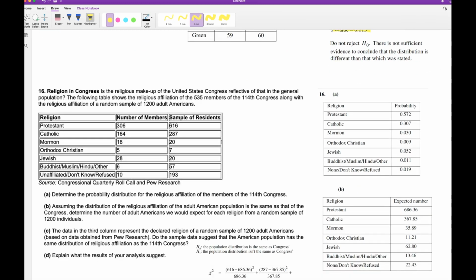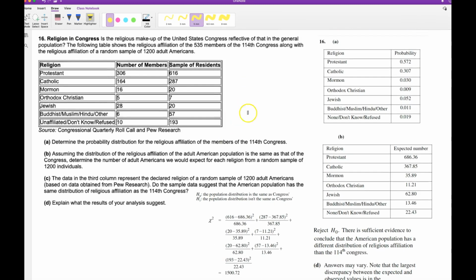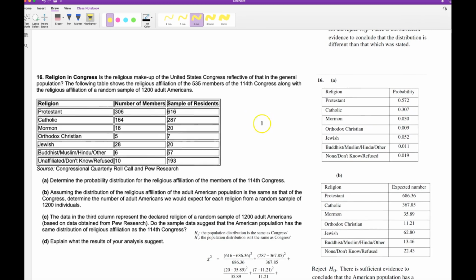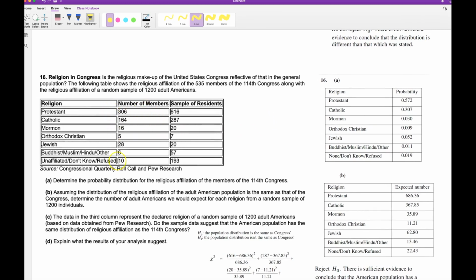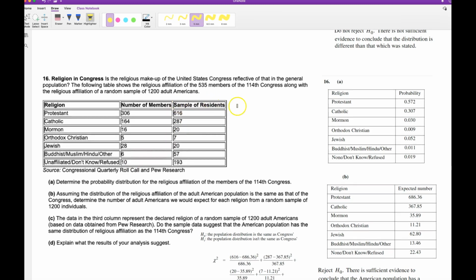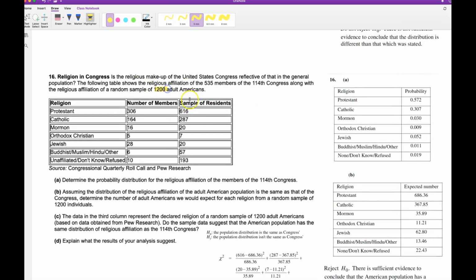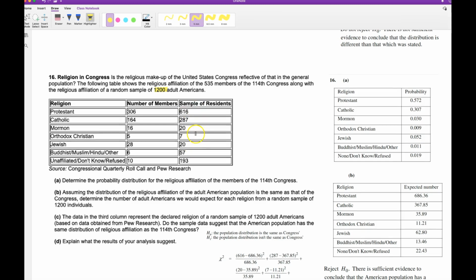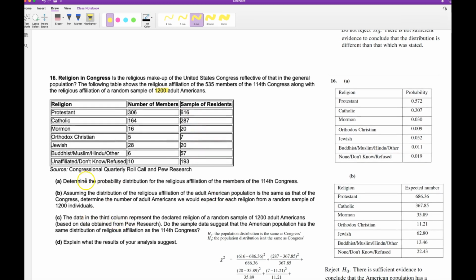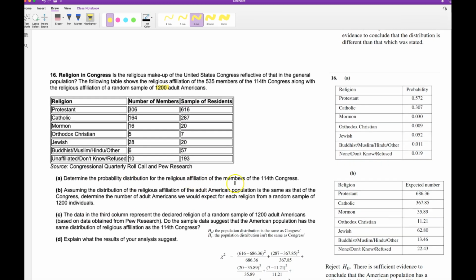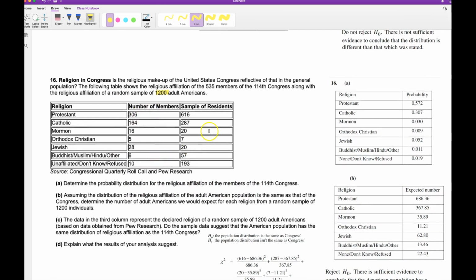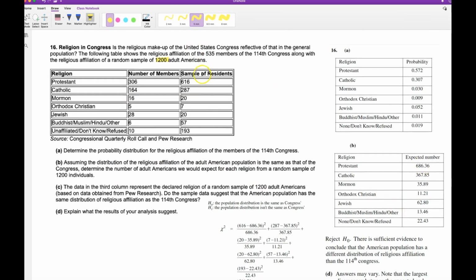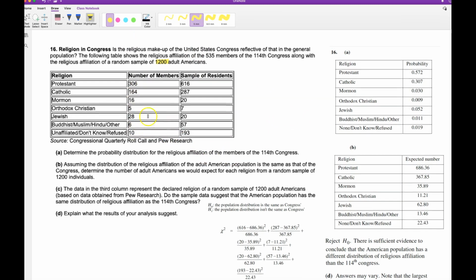Number 16 is a little bit more difficult, with a little bit more calculations to do before we get to the test. But here's the members of Congress and their religious affiliation, and then a random sample of 1,200 adult Americans and their religious affiliation. So what we're trying to see is the distribution of the religions in Congress. Does that match up to the distribution we would expect to see in the public if they had the same distribution?